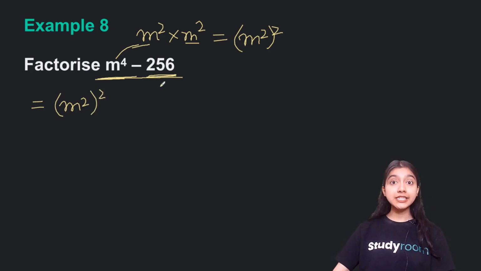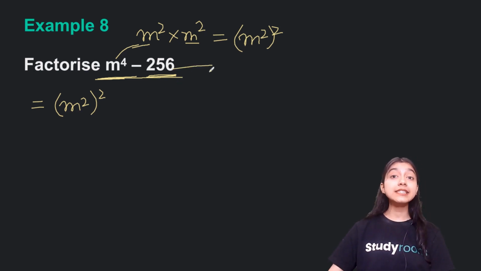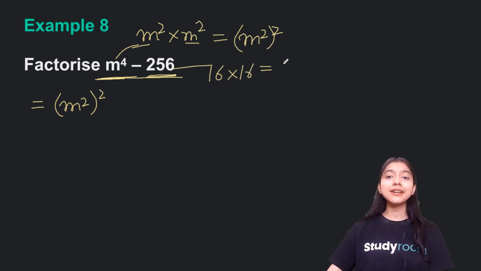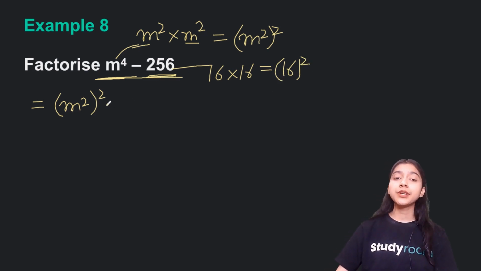Now what about 256? Whose whole square is 256? We have 16 whole square as 256, because 256 can be written as 16 multiplied with 16, which ultimately can be written as 16 whole square. So 16 whole square gives us 256. So we have a minus sign in between, and then 256 can be written as 16 whole square.